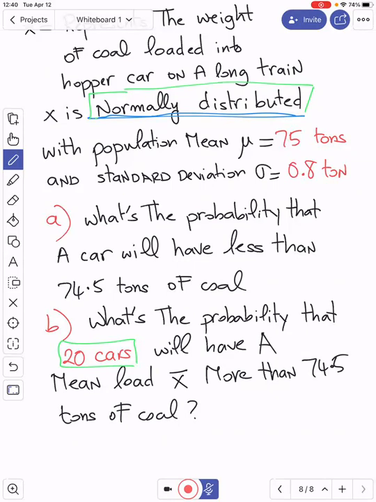X is normally distributed, the mean is 75, sigma is 0.8. In A, the probability that a single car will have less than 74.5 tons of coal. In B, we have a sample of 20 cars, and you are interested in the mean load X bar.